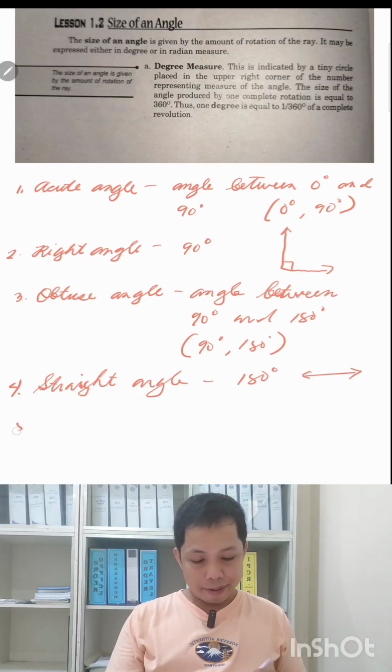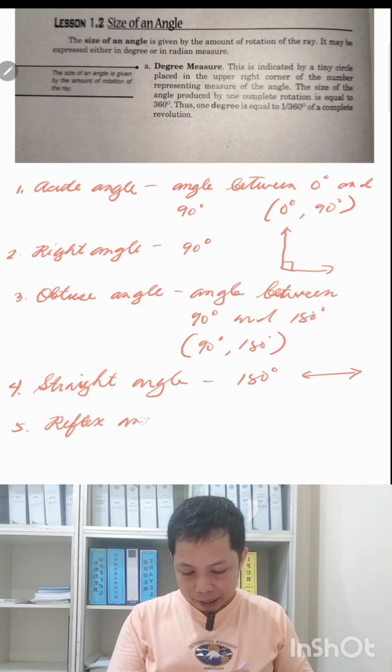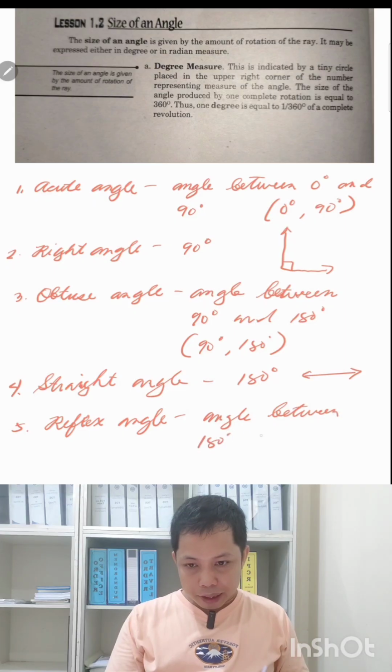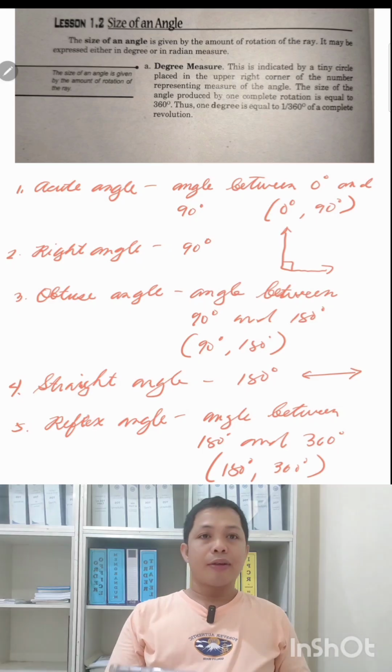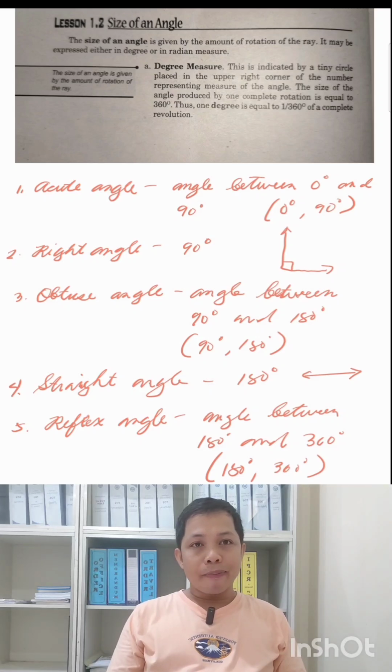A straight horizontal line. Now, the next one is called the reflex angle. A reflex angle measures between 180 degrees and 360 degrees. In interval, we have 180 degrees, 360 degrees, an open interval. So reflex angles are angles more than 180 degrees but less than 360 degrees.